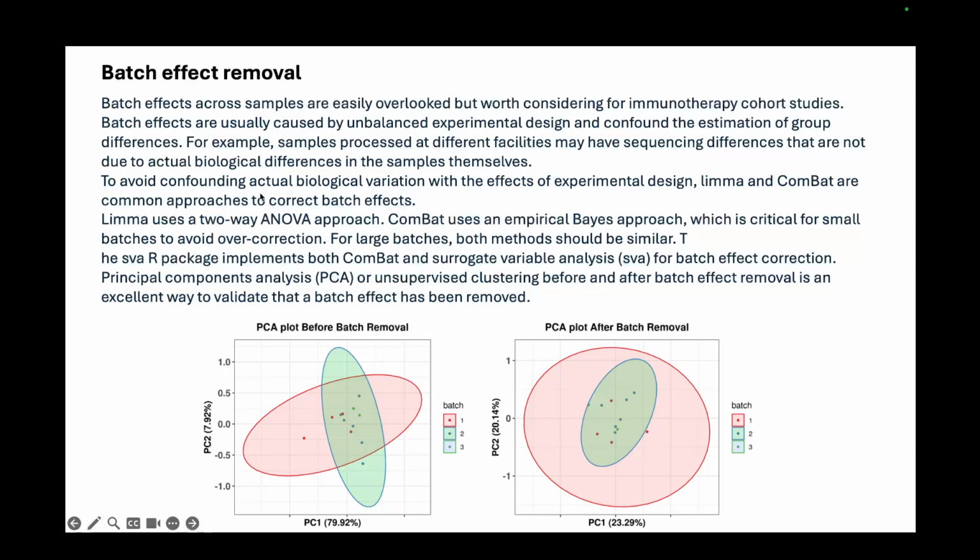ANOVA is analysis of variance. If you don't know what ANOVA is, I suggest taking a quick look; it's not that difficult. ComBat uses an empirical Bayes approach, which is critical for small batches to avoid overcorrection. For large batches, both methods should be similar. The sva package is another package which does batch correction, and implements both ComBat and surrogate variable analysis for batch effect correction. Principal component analysis or unsupervised clustering before and after the batch effect removal is an excellent way to validate that the batch effect has been removed.